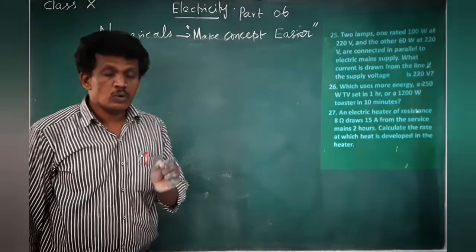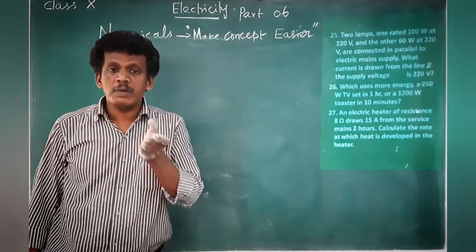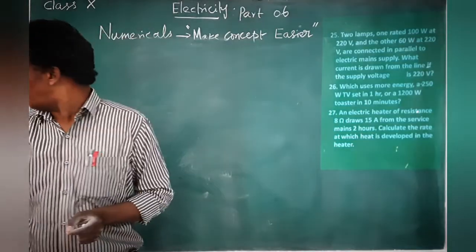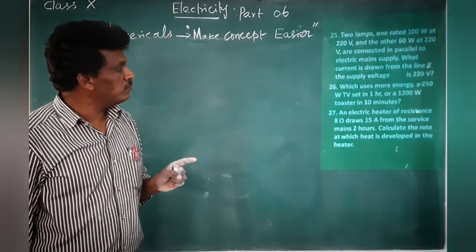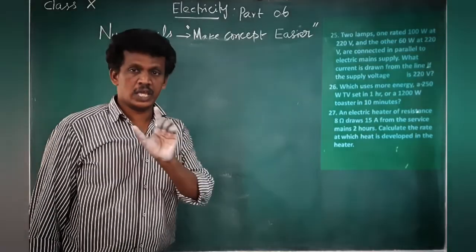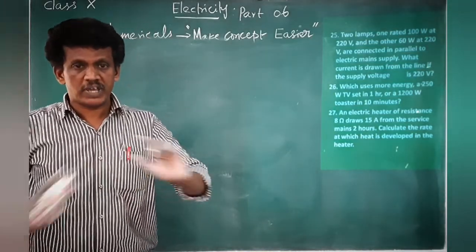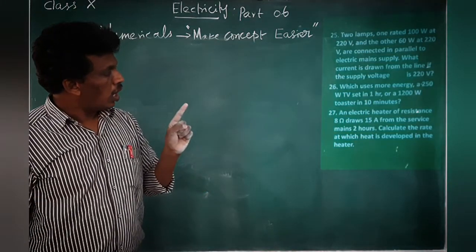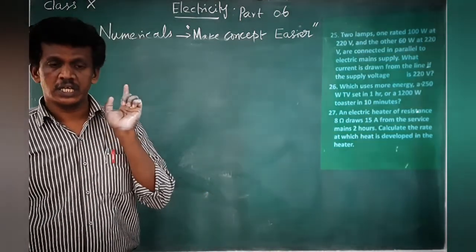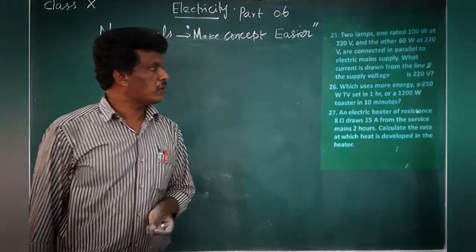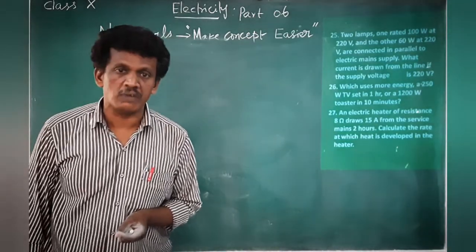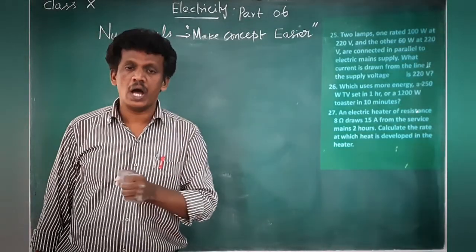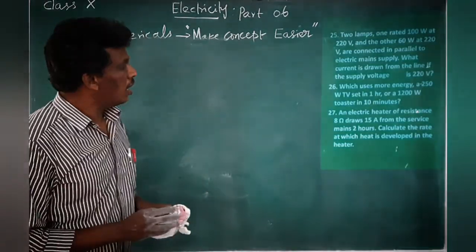But when you are going to calculate the commercial unit, at that time the power should be in kilowatt and the time should be in hour. So don't make any confusion, make it very clear. In terms of joule, it is watt and second. In terms of the commercial unit of electrical energy, what is that? Kilowatt hour, 1 unit. In that case, the power should be in kilowatt, and time should be in hour.